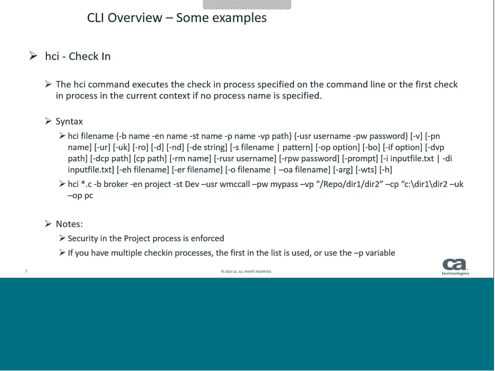But in this case, what it's going to do is it's going to preserve directories that already exist, and it's going to create those directories that don't exist in the repository, and it's going to check those .c files into the appropriate folders in my repository. If I just wanted all the files underneath my client path dir2, I would just use the asterisk, the star. I wouldn't go star.c. I'd say HCI star, and it would then check in everything underneath dir2. Again, security process is enforced, and if you have multiple check-in processes, you can use the first in the list or use the -pn variable.